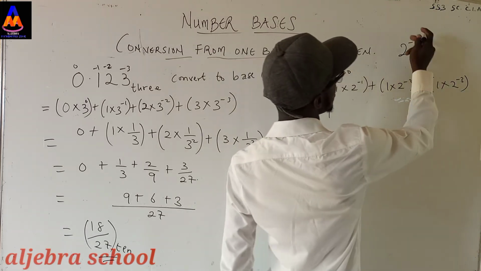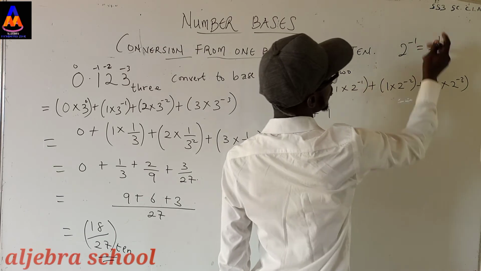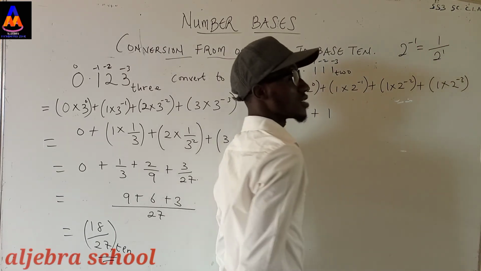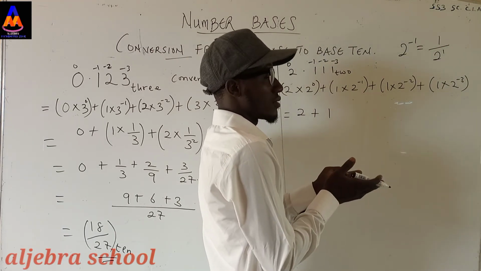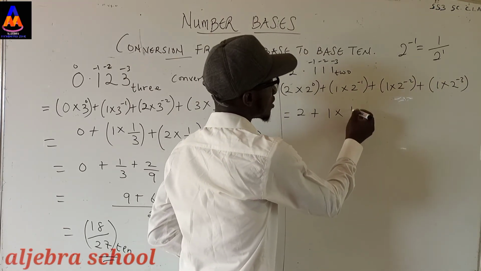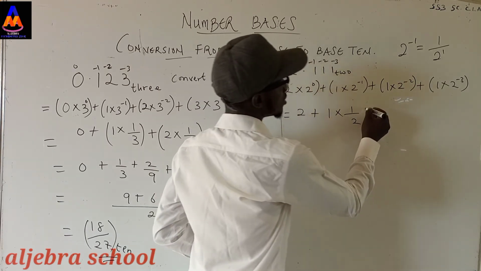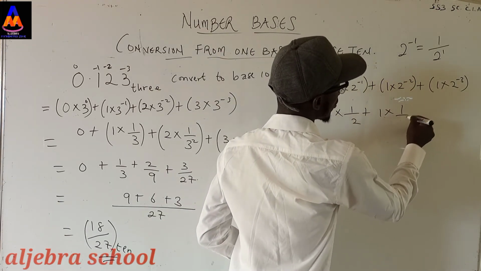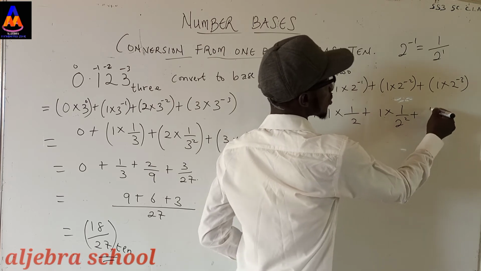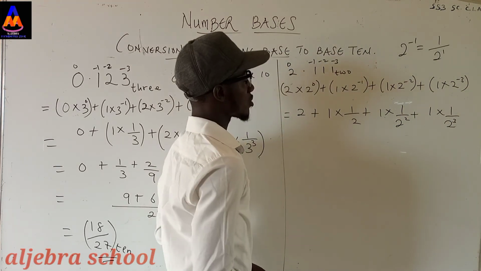According to indices, the negative power makes it 1 over, then you return the base and the power positive. That's a simple explanation I can give; it is only in indices that we can go further than that. Then 1 times 1 over 2, this is to power 1, so I ignore the 1. Then plus 1 times 1 over 2 squared, then plus 1 times 1 over 2 cubed. That's what we have there.